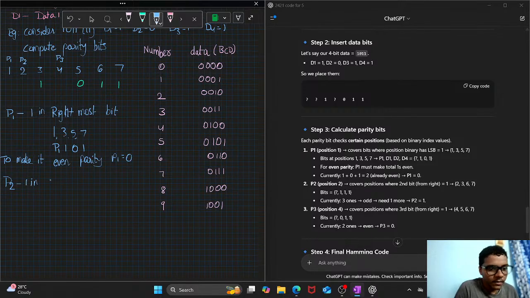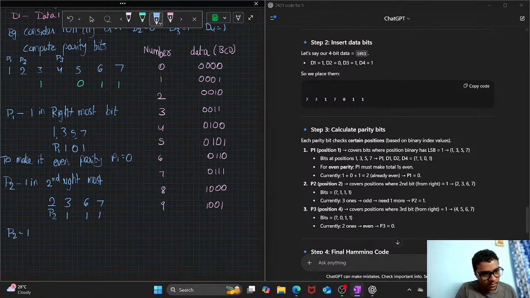1 in the second rightmost. So you should have 1 here. You have 2, and you have 3, and you have 6 and 7. 2 is P2, and 3 is 1, 6 is 1, 7 is 1. P2 is equal to 1 for even parity.